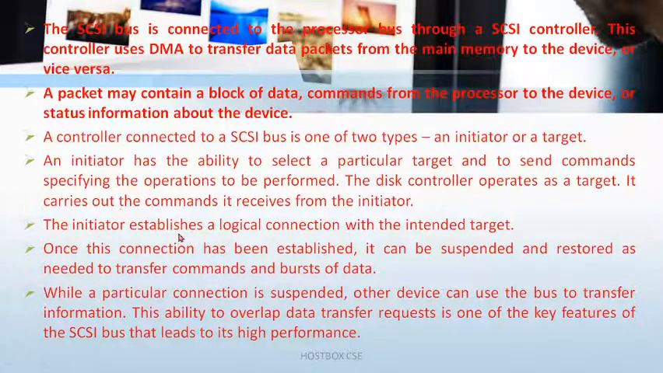The initiator establishes a logical connection with the intended target. Once the connection has been established, it can be suspended and restored as needed to transfer commands and bursts of data. While a particular connection is suspended, other devices can use the bus to transfer information. The ability to overlap data transfer requests is one of the key features of the SCSI bus that leads to its high performance.